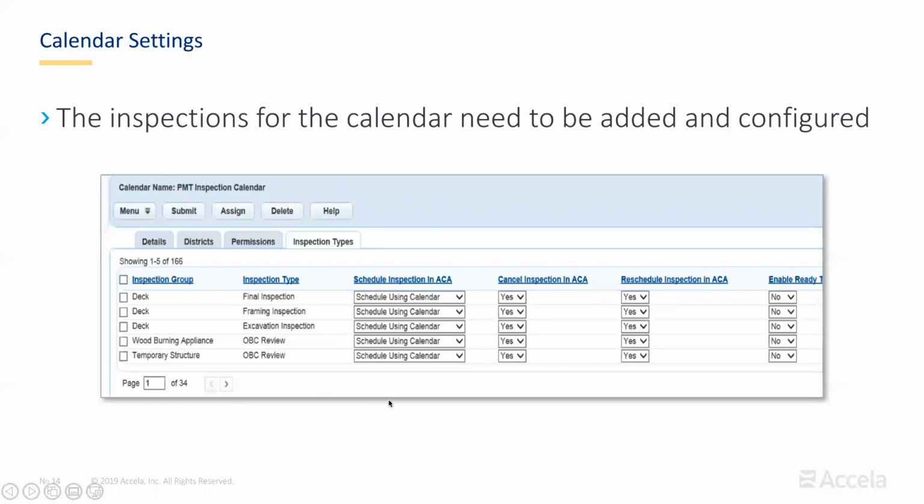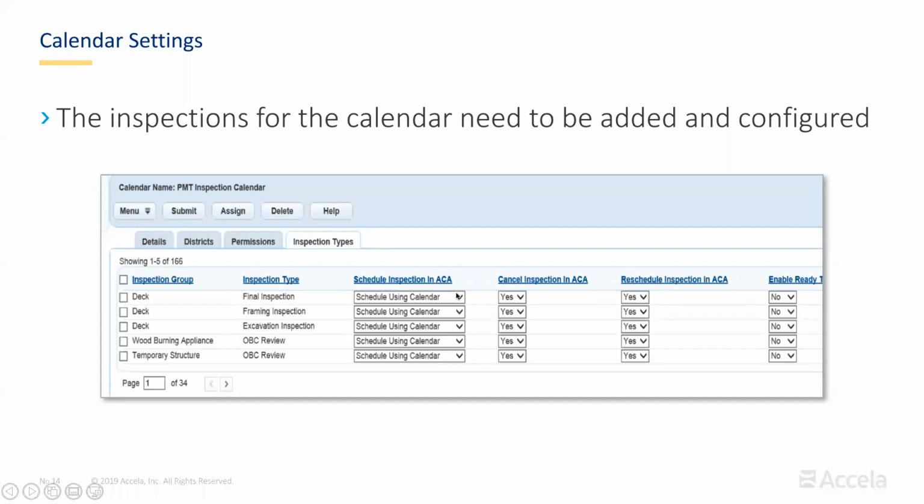A couple of things on this inspections tab: you want to make sure that you only have the inspection on one calendar. So for this deck final inspection in this slide, I would want to make sure that this deck final inspection was only on this calendar. If you put this on multiple calendars, you're going to get conflicts of potentially permissions, districts, some sort of timing. So it causes headaches to troubleshoot. So if you are setting up multiple calendars, just be careful to set up those calendars with different inspections.